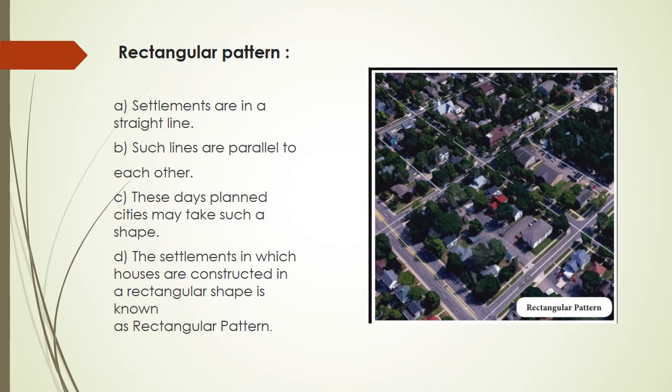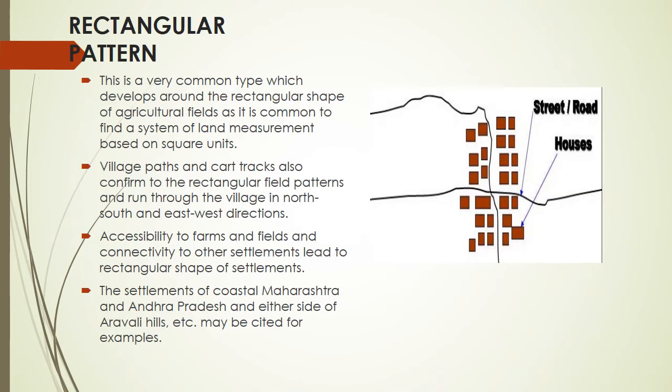So nowadays, in such type of settlement, when the cities are well planned, they take the shape of a rectangular pattern. So the settlements where houses are constructed in a systematic way, in a well planned manner, take a rectangular shape, and hence it is called as rectangular pattern settlement.